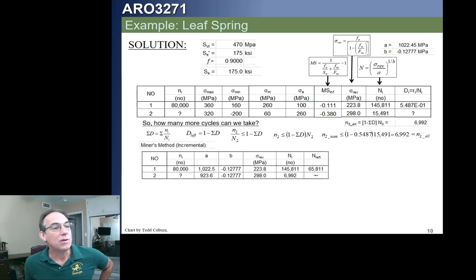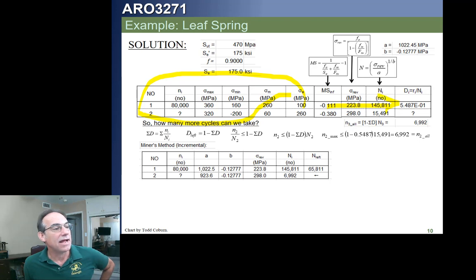Now, if we wanted to solve this same exact problem using Miner's incremental rule, we would also construct a table, and it would look like this. The first part of our table would look the same. We'd get our A and our B, we'd place those in the table, we'd calculate our fully reversed stress, our number of cycles. You notice the number of cycles there is correct, right? That gives us N left. So in our first case, we can tabulate everything before we start calculating.